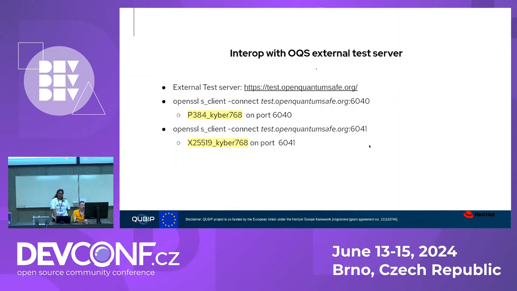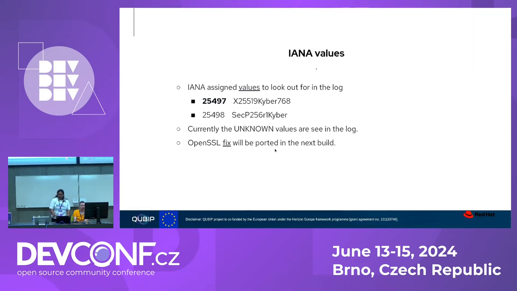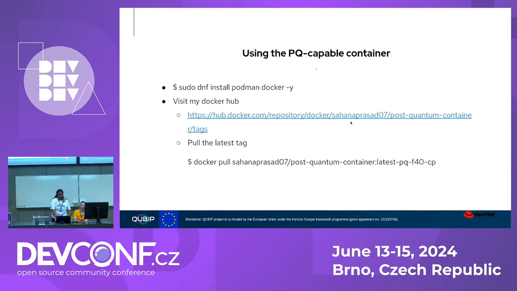Now, to interoperate with an external server, Open Quantum Safe has an implementation that you can test against using these commands that we'll see in the demo. If you connect on port 6040, you'll be using the Kyber group, and 6041 as well, and so on, to run the interoperability tests. In the demo, in the logs, you'll see the value 25497. Please, in your head, correspond this to Kyber. It's still being shown as unknown. This is an ID value associated with Kyber, because we still don't have an OpenSSL fix, which is upstream, not yet ported downstream. So if you see 25497, it means Kyber for us.